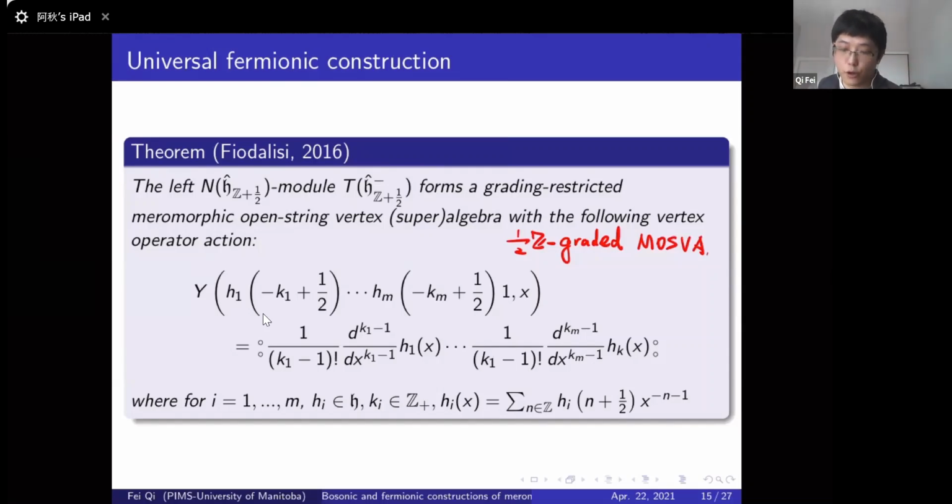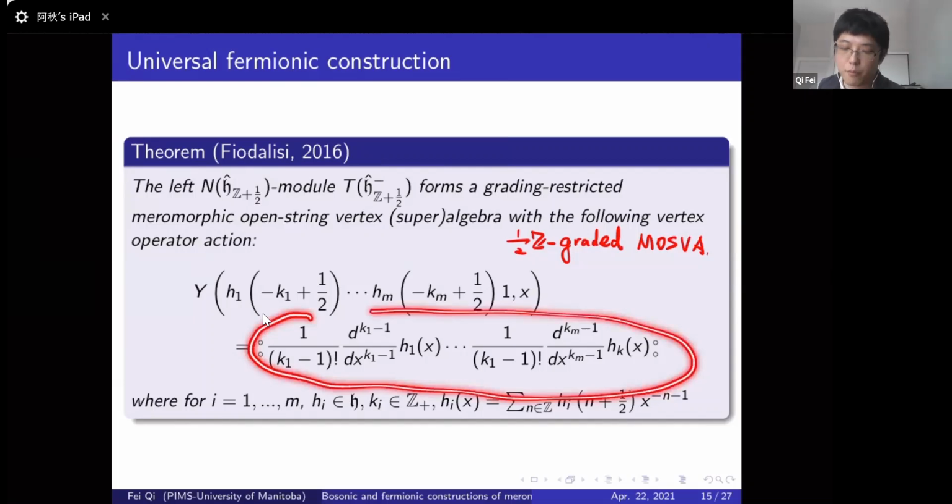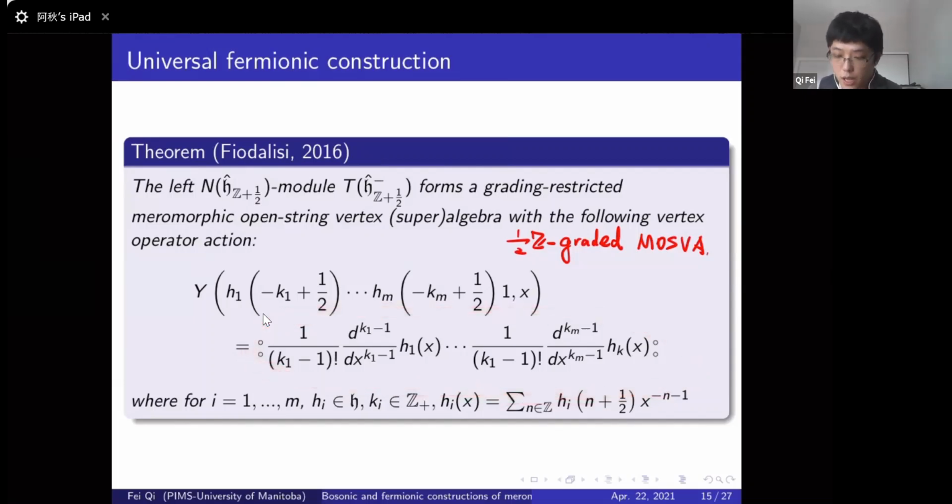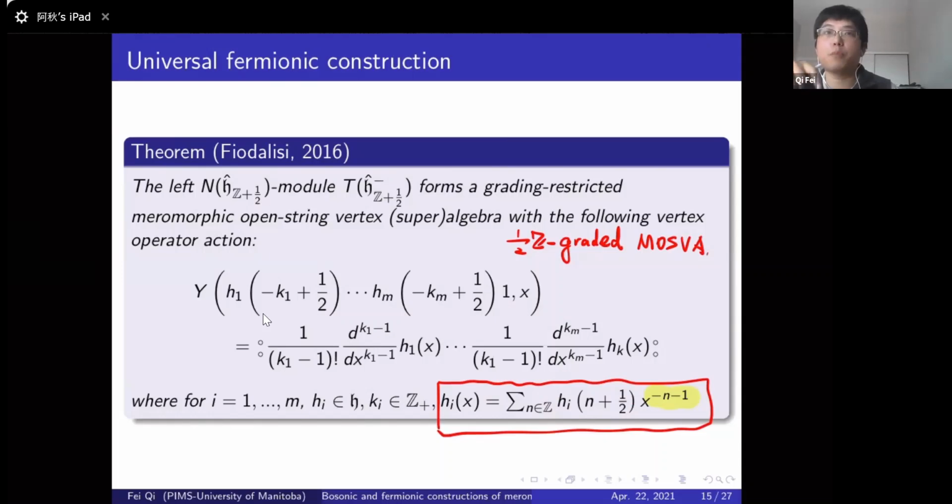And the vertex operators are defined completely analogously to what we have done before. The only difference lies here. So here the H_i(x) is first going to be given by these half integer modes. But notice that the powers of this series are still going to be integral powers. So that's the construction of the superalgebra. Okay, so that's the first part, namely the algebra part.